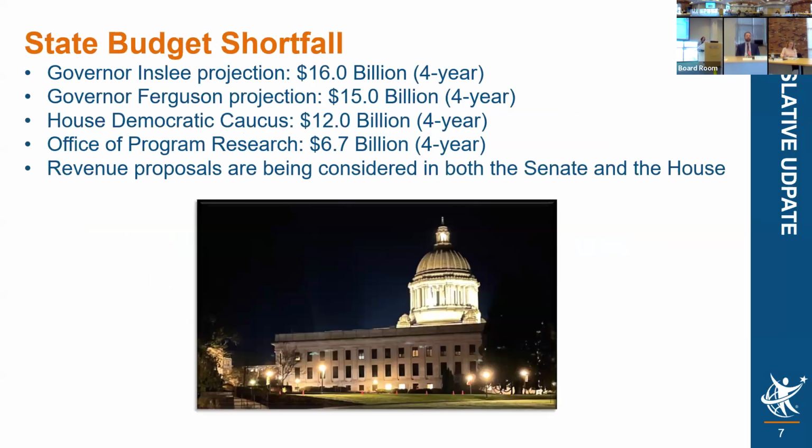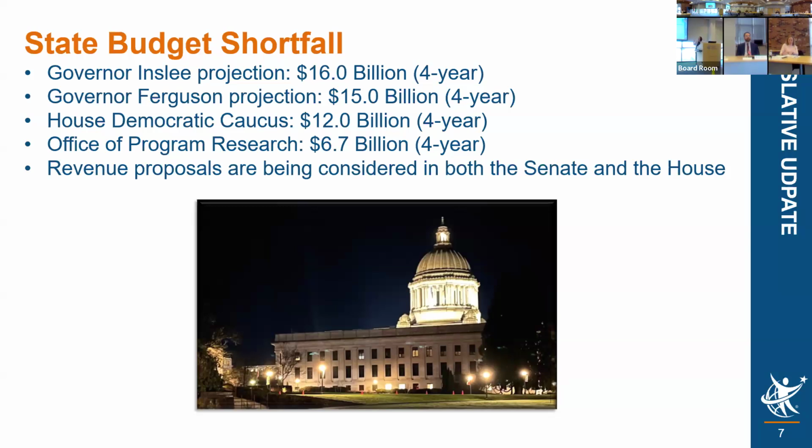Some context of where we're at with this year and within the state budget is that there has been a lot of talk around the state budget shortfall. And I like this slide. It just highlights the varying projections of the state shortfall. So Governor Inslee projected a $16 billion shortfall over 4 years. Governor Ferguson projected a $15 billion budget deficit over 4 years. And then you're seeing here, it ranges from approximately $7 billion to $16 million over the next 4 years.